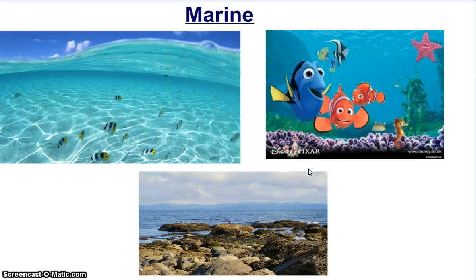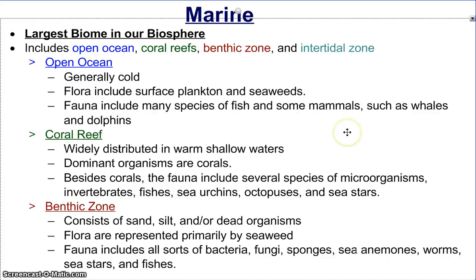And next is our marine biome, and so this is our oceans, much larger bodies of water. So you think of Finding Nemo as an example. It is our largest biome in our biosphere, the Earth. And there's actually a couple different zones and areas within the marine biome, much like a lake or standing water. So you're going to have the open ocean, coral reefs, the benthic zone again, and the intertidal zone.